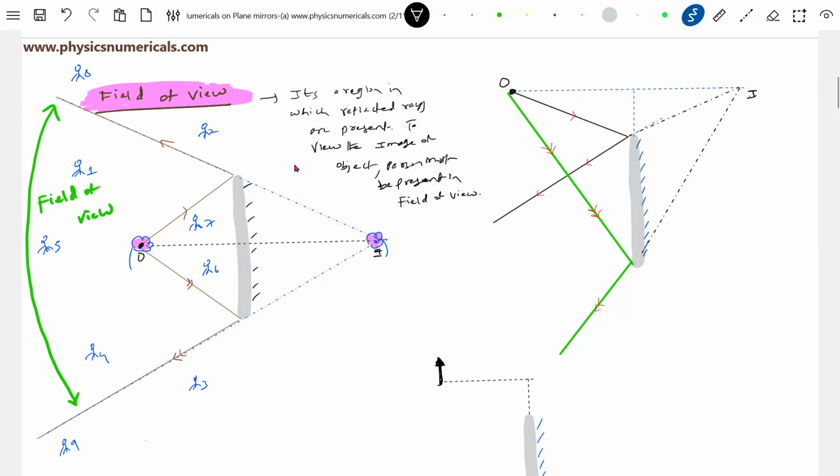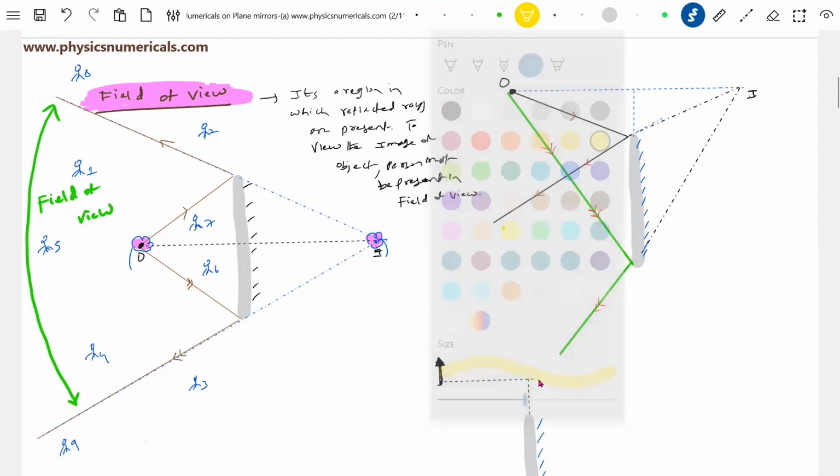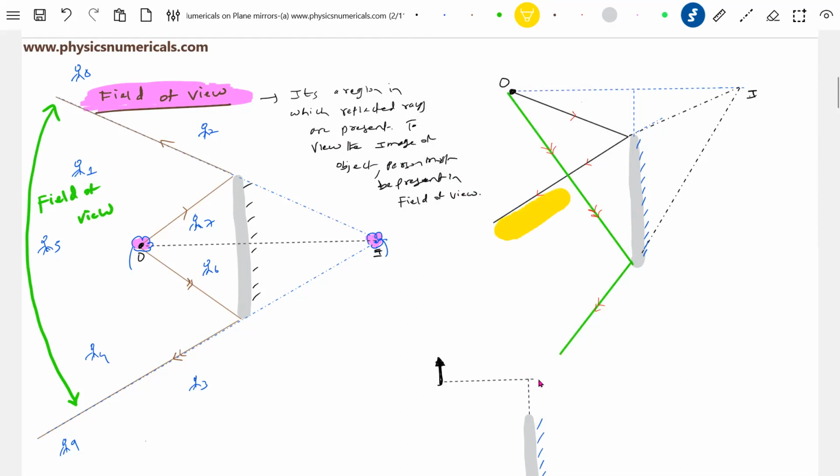Now, what is the field of view? This everything is a field of view. I have colors. Okay, this everything will be this yellow color region. No, this everything will be a field of view. I think there's one very best way of explaining things. This yellow color region is what the field of view.